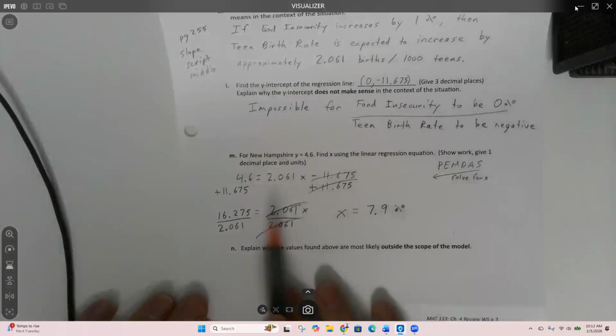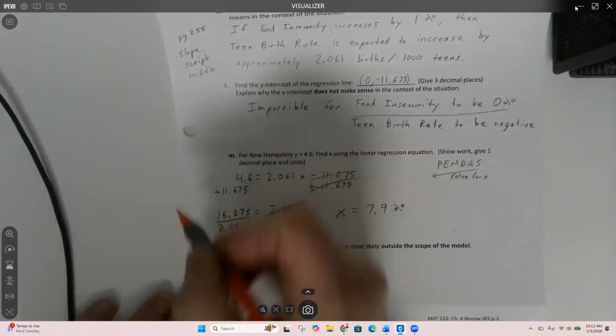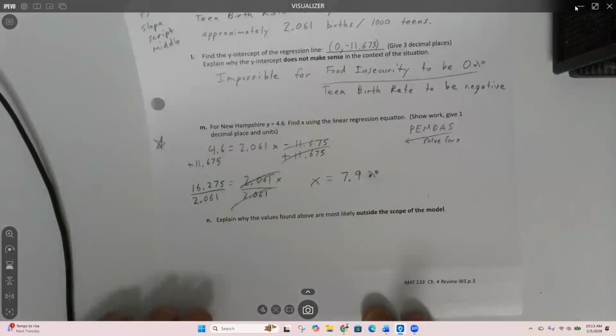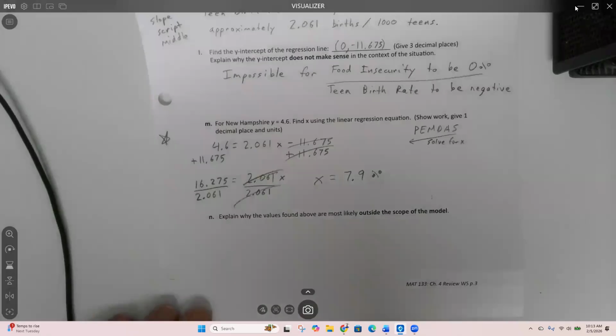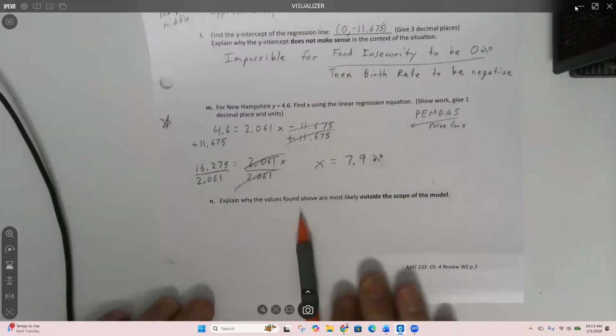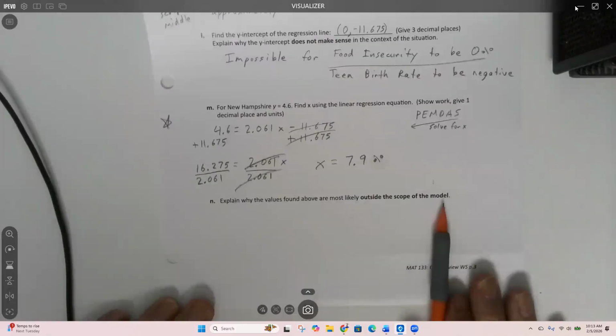If you haven't done algebra for a while, this would be a good one to study. Okay. How did we do that? So that on test day you're like, oh yeah, I remember to do this. Explain why the values found above are most likely outside the scope of the model.